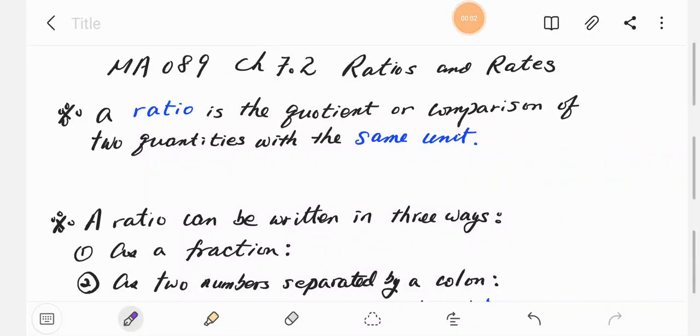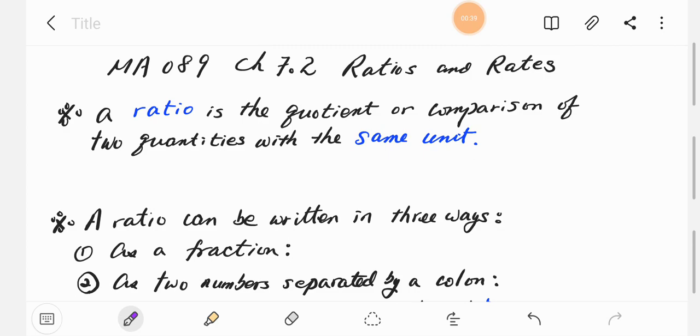7.2 ratio and rate. This section is very simple. It may take 5 minutes or less than 10. A ratio is a quotient or comparison of two quantities with the same unit. A ratio is a fraction with the same unit, so the numerator and the denominator will be the same unit. A rate is a different unit. That's it. It's simple.